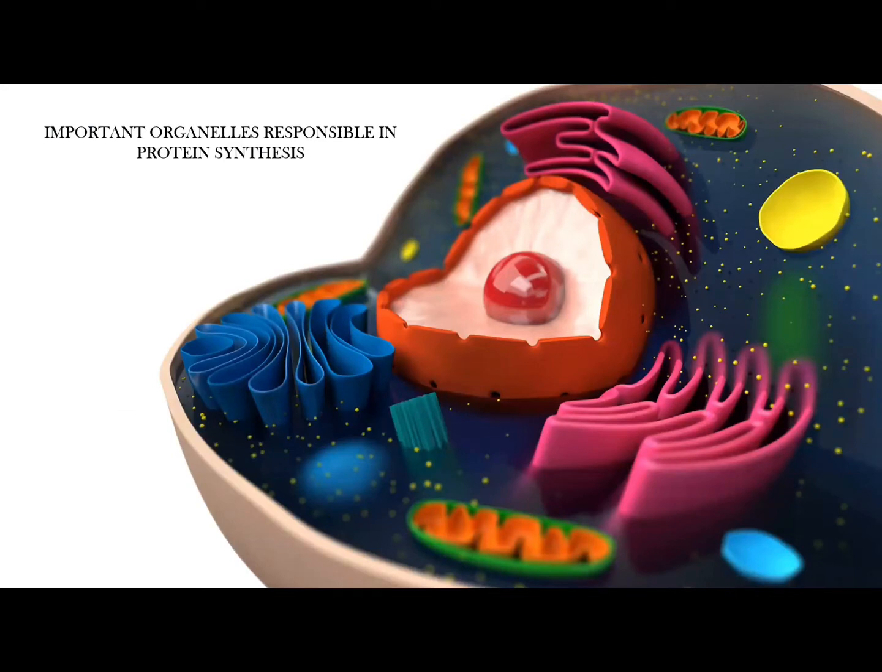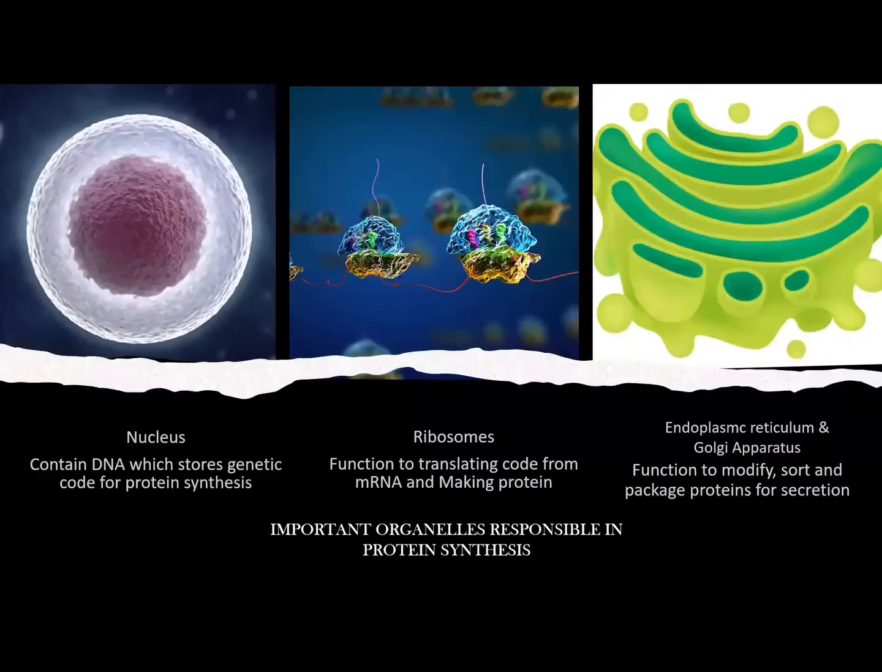Okay, so the important organelles responsible in protein synthesis are the nucleus, the Golgi apparatus, the endoplasmic reticulum, and the ribosomes. The nucleus contains DNA which stores the genetic code for protein synthesis, and the ribosome functions to translate the code from mRNA and make protein, and the endoplasmic reticulum and Golgi apparatus function to modify, sort, and package proteins for secretion out of the cells.